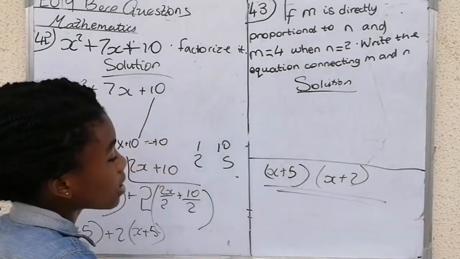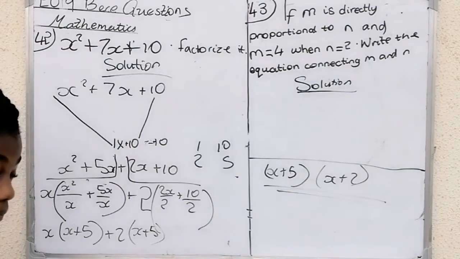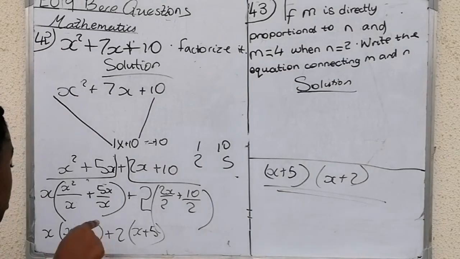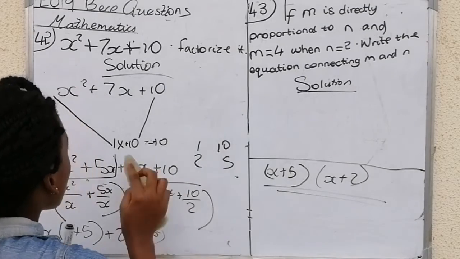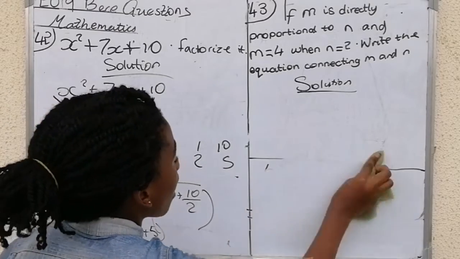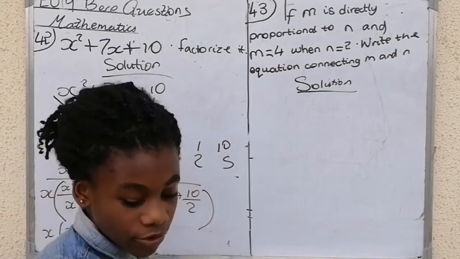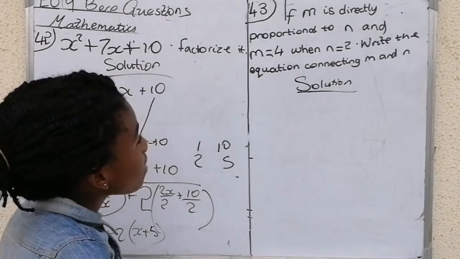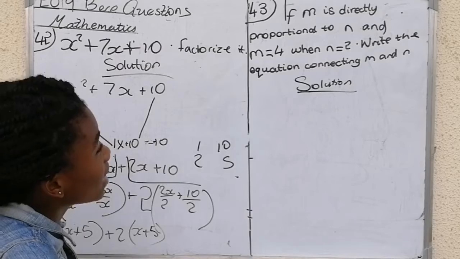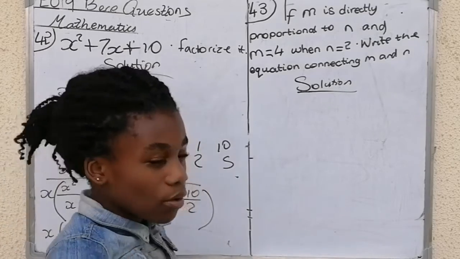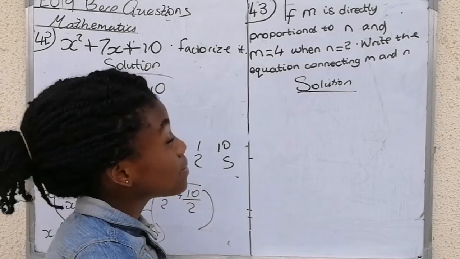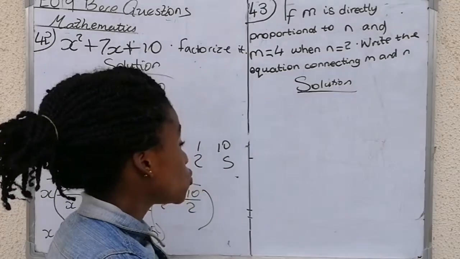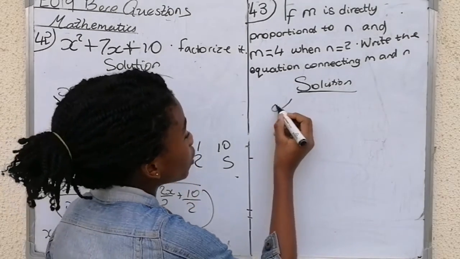So this is our final answer because we just took away 1x plus 5 representing the two of them and x plus 2. So now let me wipe this off and move on to question 43. If m is directly proportional to n and m equals 4 when n equals 2, write the equation connecting m and n. So this is simply variation.